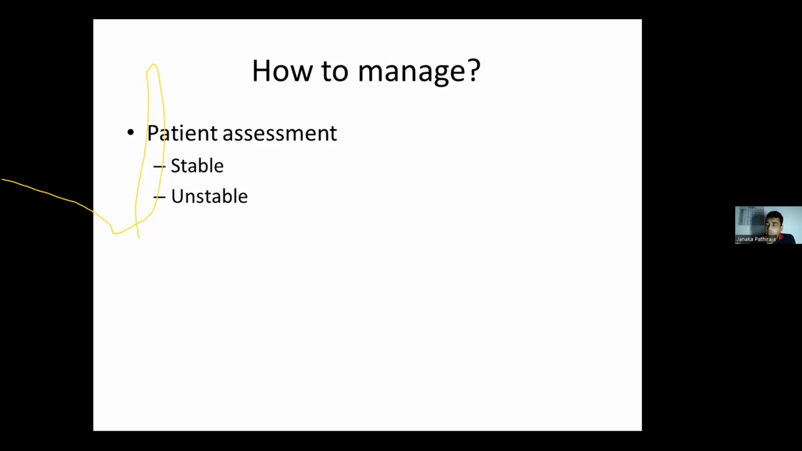So how do you decide that a patient is unstable? What are the parameters? What are the clinical signs, symptoms, and other things which will tell you that the patient is hemodynamically unstable?